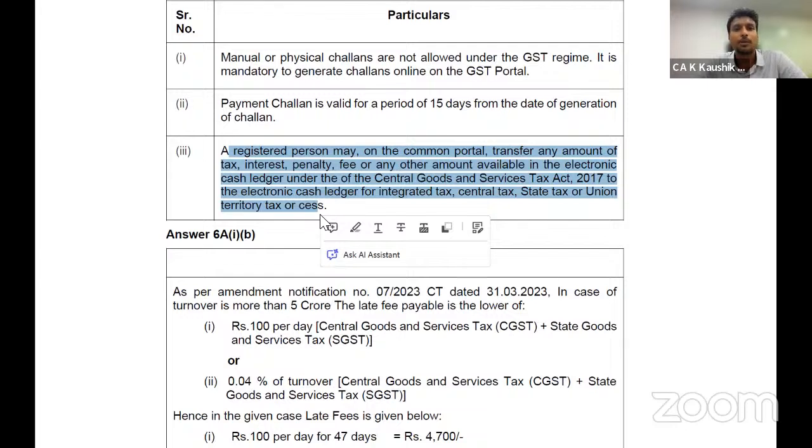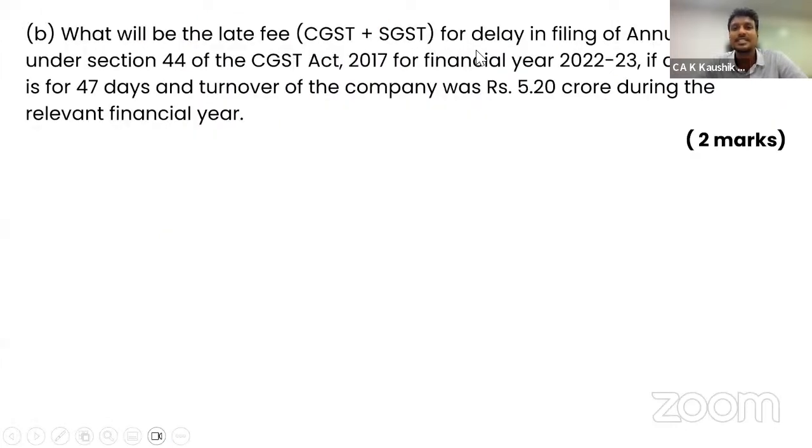Moving to question number B, what will be the late fee of CGST or SGST for delay in filing of annual return? So if you see here, it is all procedural aspect.